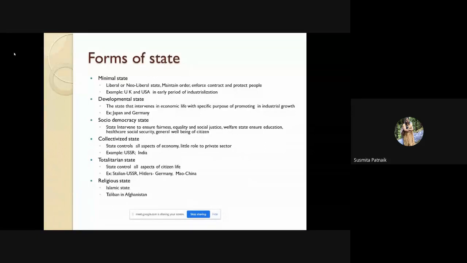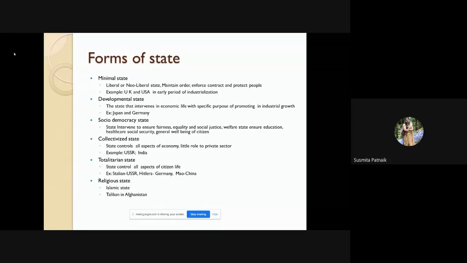Then the next one is called the socio-democratic state. What do you mean by the socio-democratic state? The state intervenes to ensure fairness, equality, and social justice. The welfare state ensures education, healthcare, social security, and the general well-being of citizens.